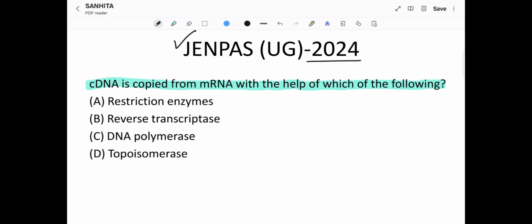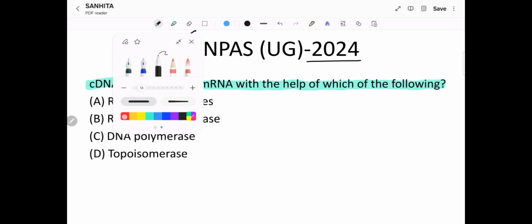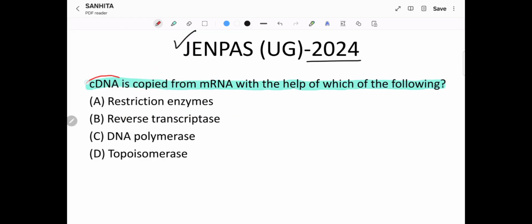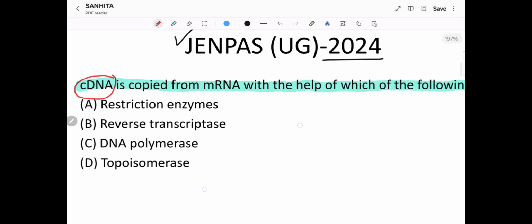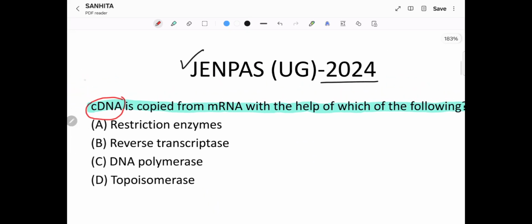Okay, whatever very little information has been given to you, firstly extract the whole amount of information that is known to you, like cDNA. What is cDNA? cDNA means complementary DNA. Now, do you know what is complementary DNA?